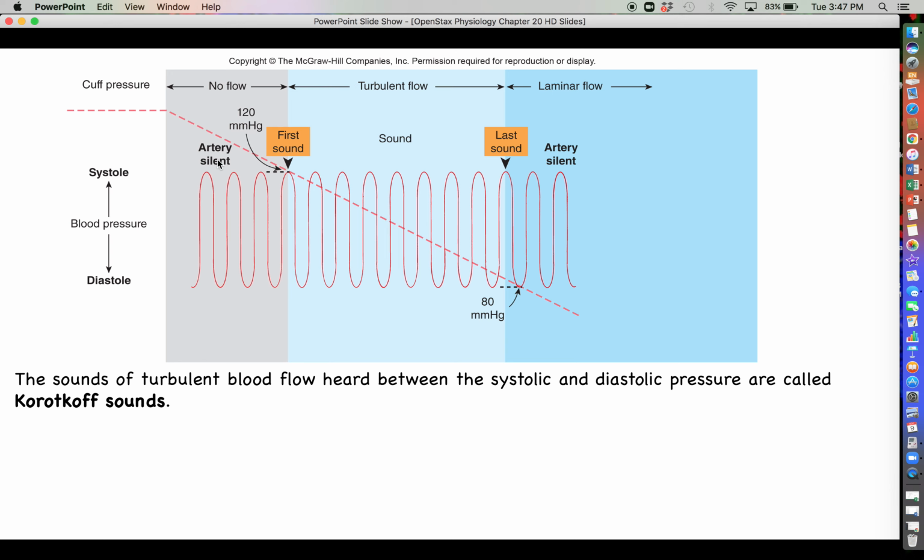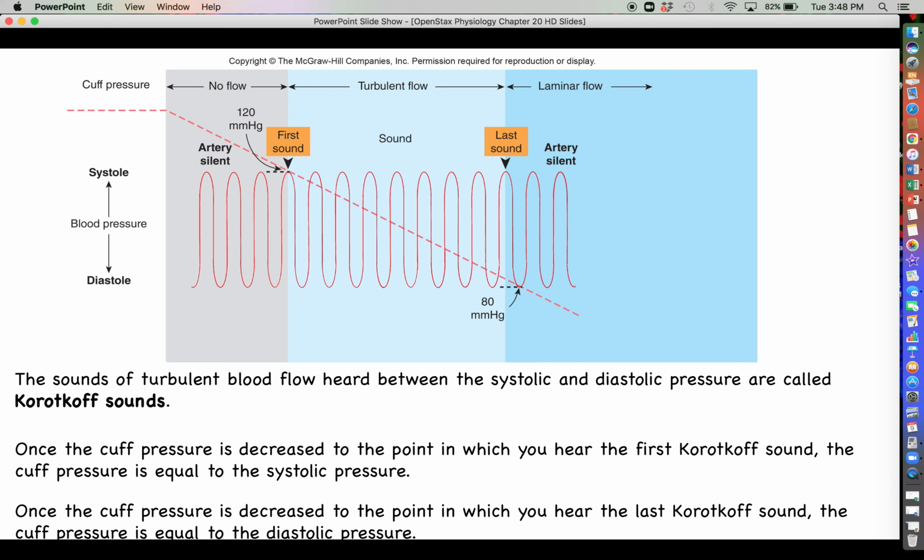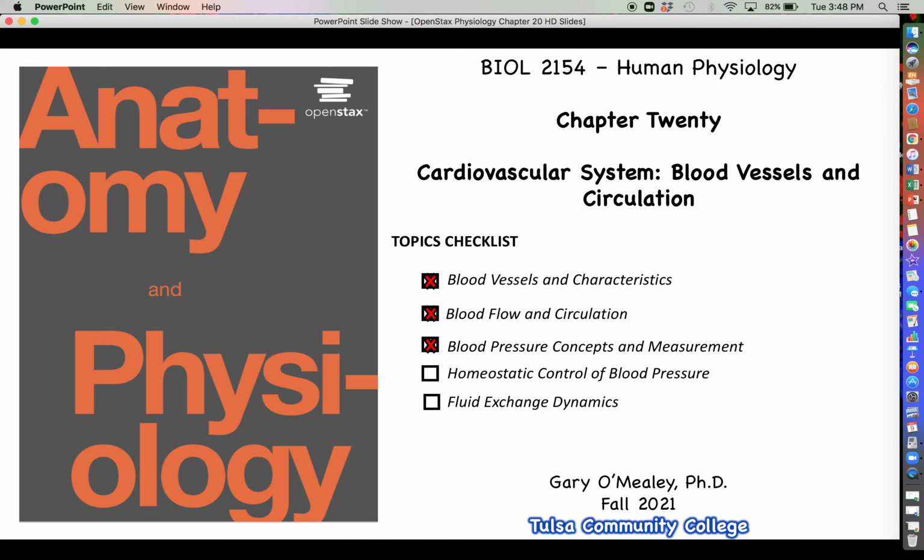This diagram can show you the different pressures that you will see and the cuff pressure as you take yourself through this protocol of measuring someone's blood pressure. Once the cuff pressure is decreased to the point at which you hear that first Korotkoff sound, there's your systolic pressure. And once the cuff pressure is equal to the point where you hear the last Korotkoff sound, that is your diastolic pressure.